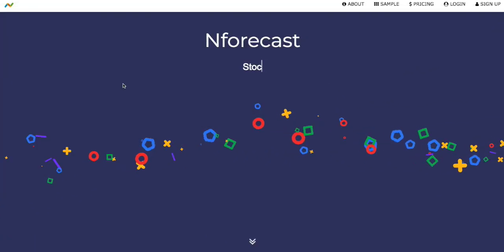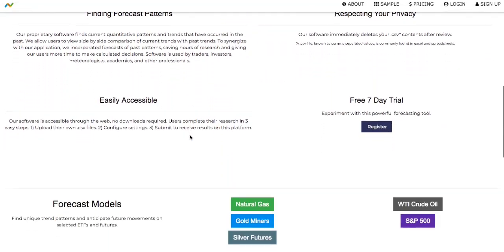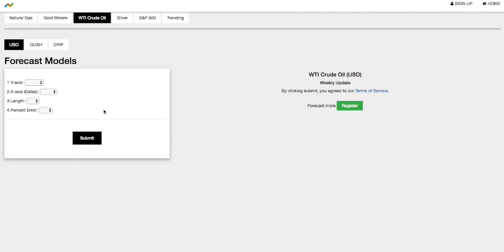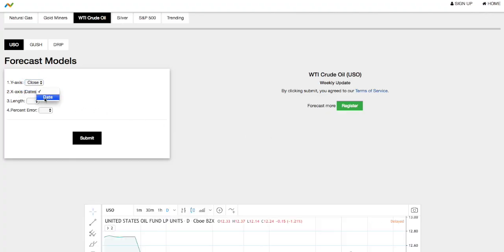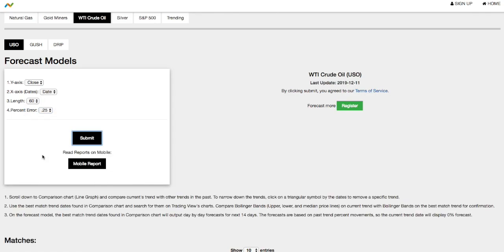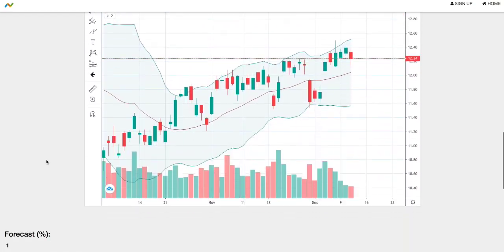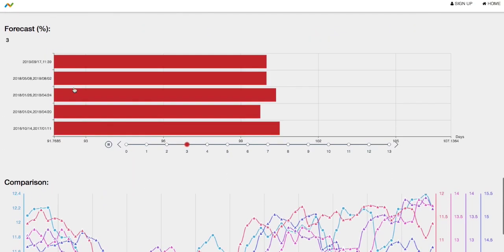So the forecast model is now available in the link below, so do check it out for WTI crude oil. If you configure the settings, you get all the models that I do not go over in the video, so do check it out. You get all the forecasts and the models along with it.